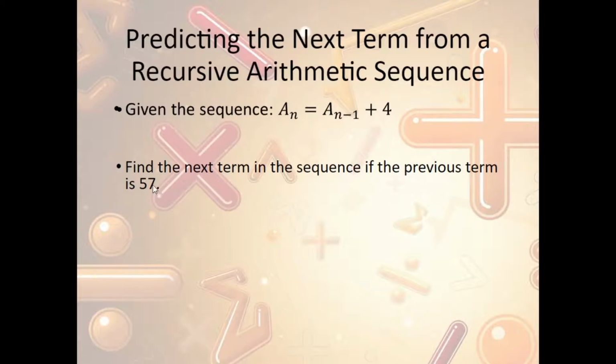So we know the previous term is 57. So we're going to plug that in for this one that represents the previous term. So we have 57 plus 4 is equal to 61. So that's how we use the recursive formula to find the next term.